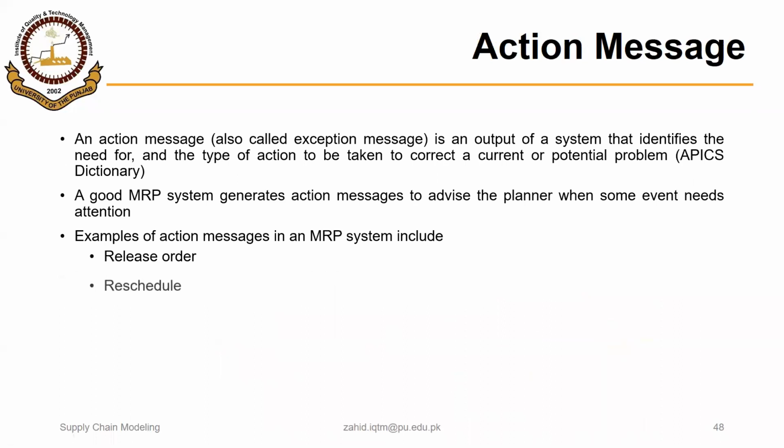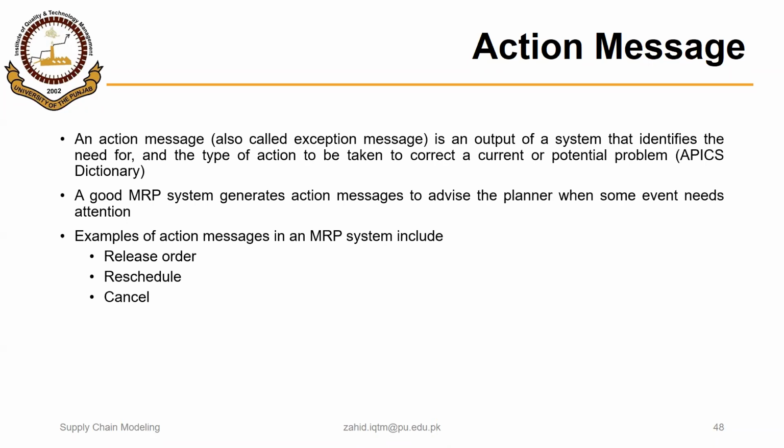We have discussed two outputs of MRP: planned order release and purchase order release. The third was the action message or exception message. An action message or exception message is an output of a system that identifies the need for and type of action to be taken to correct a current or potential problem. A good MRP system generates action messages to advise the planner when some event needs some attention.